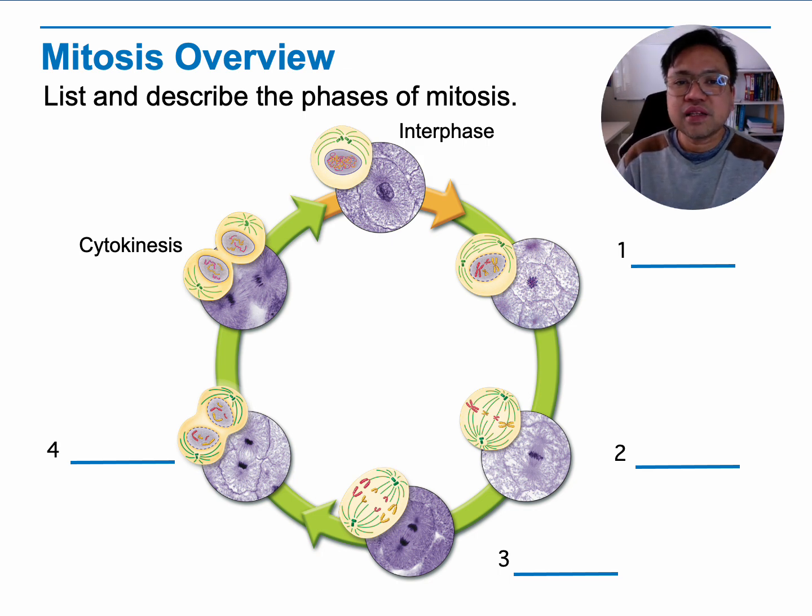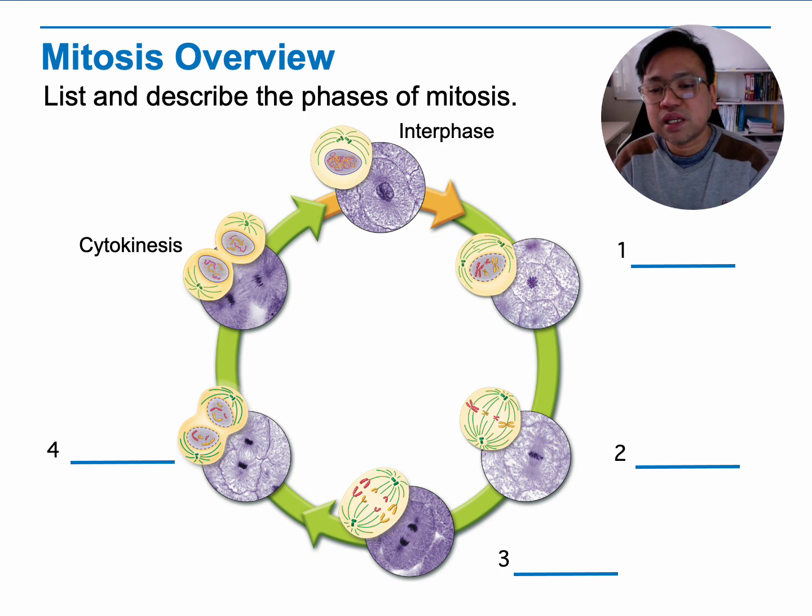Now let us identify and describe the four stages of mitosis, starting with stage 1, prophase. The chromatin condenses into visible chromosomes. The centrioles separate and the spindle begins to form. At the same time, the nuclear envelope breaks down, allowing the chromosomes to move freely.